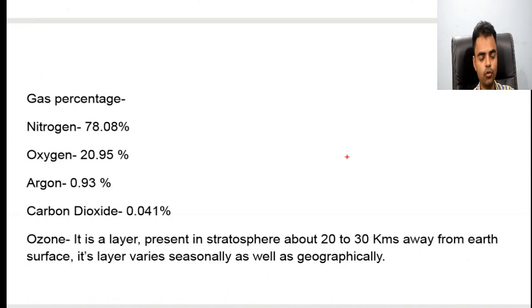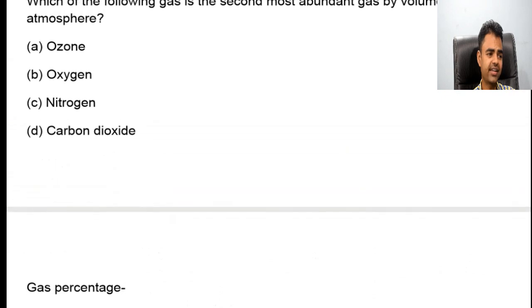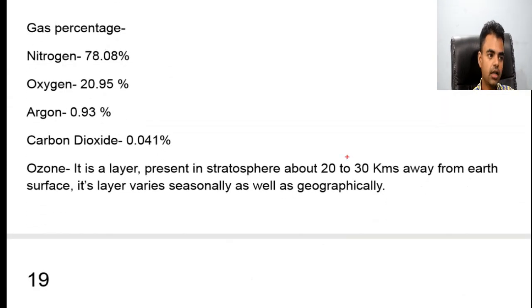Let's talk more about gas percentage in the atmosphere: nitrogen has the maximum percentage, then oxygen. The question is talking about the second, so option B is the correct answer. Now third, argon 0.93%, carbon dioxide 0.041%.